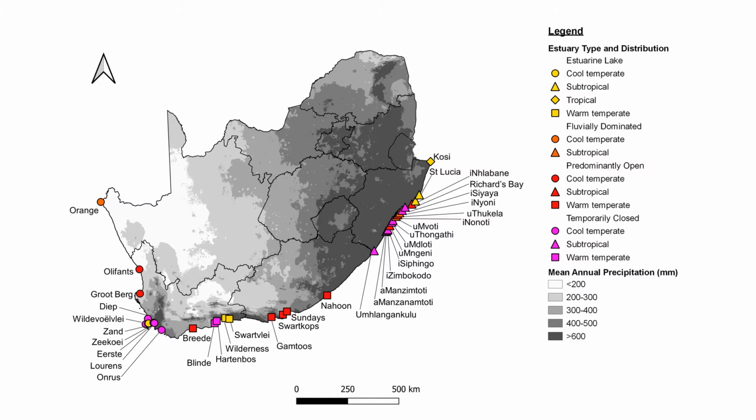Since these species are oligohaline, as a rule of thumb, if the estuary mouth is open, they will occur in the upper reaches of the estuary, whereas if the mouth is closed, they can also occur in the middle or lower reaches of the estuary.